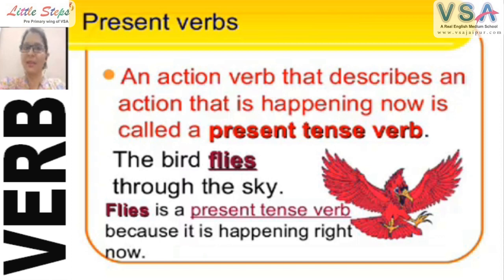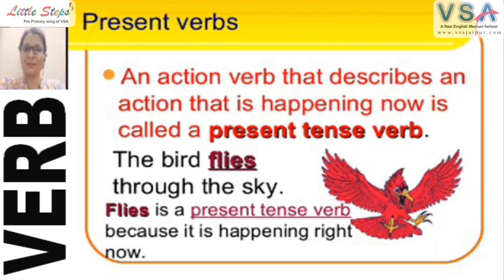Whenever we write a sentence, we need to keep in mind whether the sentence is in present, past or future time. Whenever we write a sentence in present time, we use the verbs of present tense. So these are called present verbs. An action verb that describes an action that is happening now is called a present tense verb.